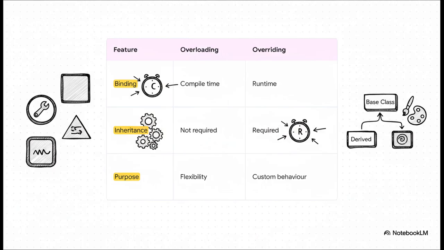Let's look at overloading first. The decision-making, the binding, happens at compile time. You don't need inheritance for it to work, and its main purpose is to give you flexibility, right? To handle different kinds of input. Now, overriding, that's a whole different beast. The binding happens at runtime. Inheritance isn't just an option, it's required, and its entire purpose is to let a child class provide its own special custom behavior.